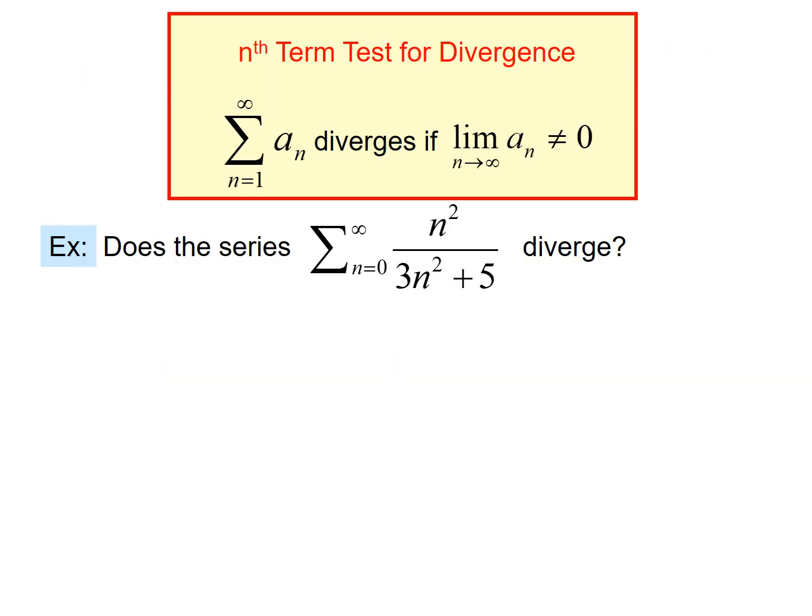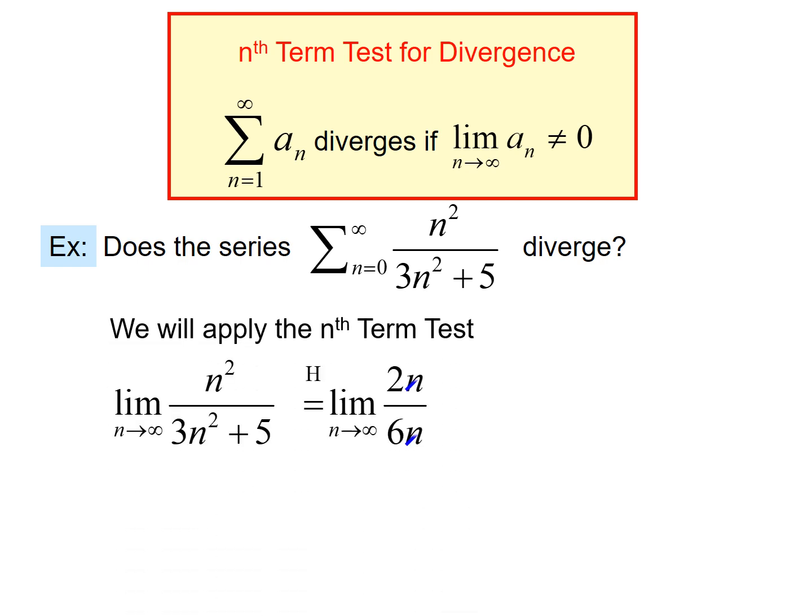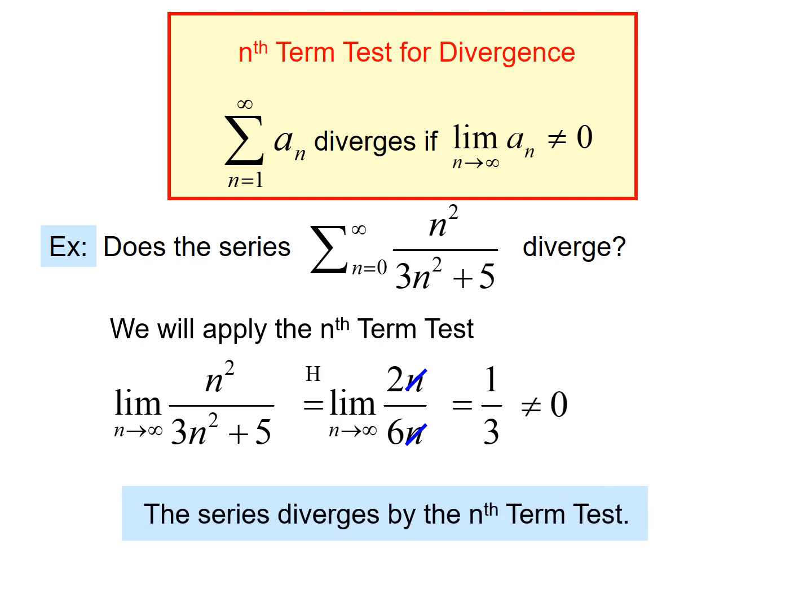All right, so if we have this series here, let's apply the nth term test. So we take the limit as n goes to infinity, which is 1/3. So the terms approach 1/3, which means the series diverges, because we would be adding 1/3 plus 1/3 plus 1/3, which is going to go on to infinity. So by the nth term test, this series diverges.